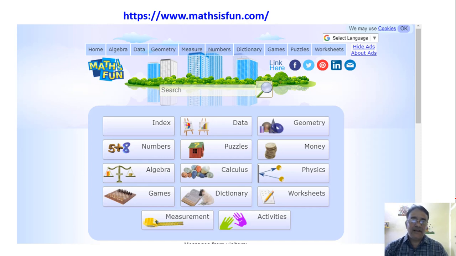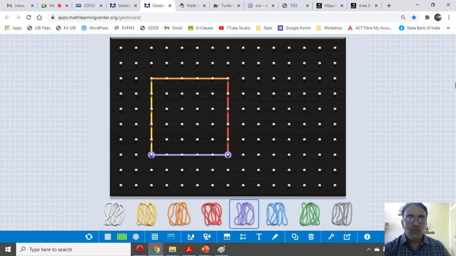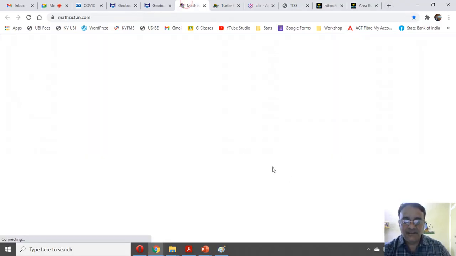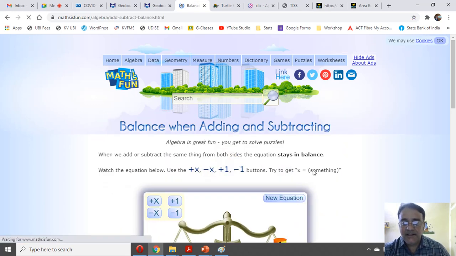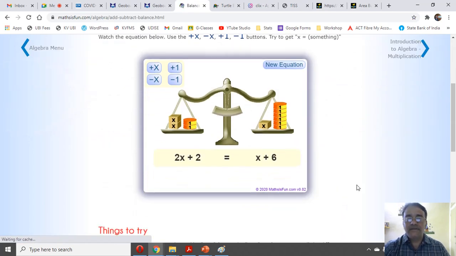online app, Maths Is Fun, that you have already done. I think you have already used this one. So I will show you one in algebra. I think algebra also you might have done in the previous sessions. Suppose there is one equation; this can be used for solving a linear equation in one variable. So how can this be done by using the activity method?